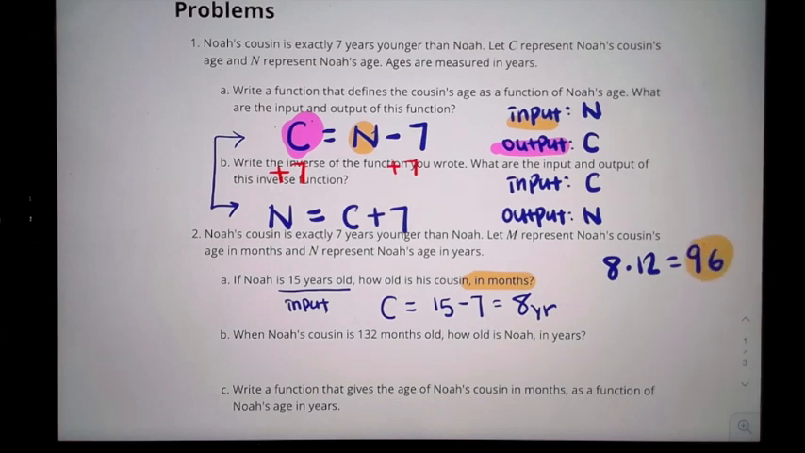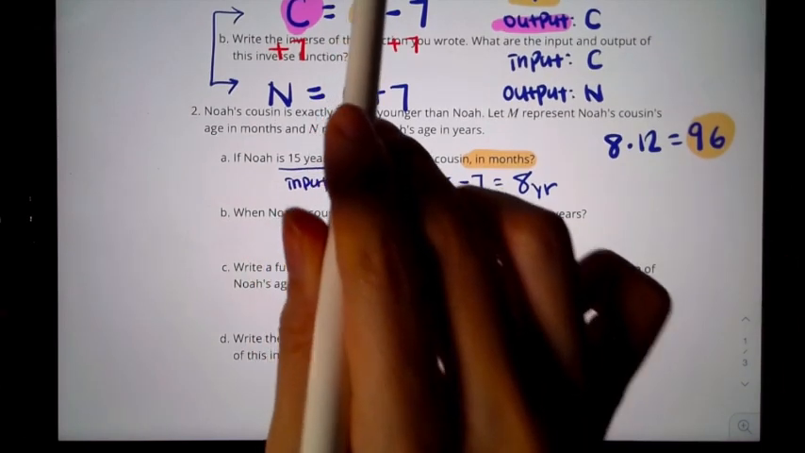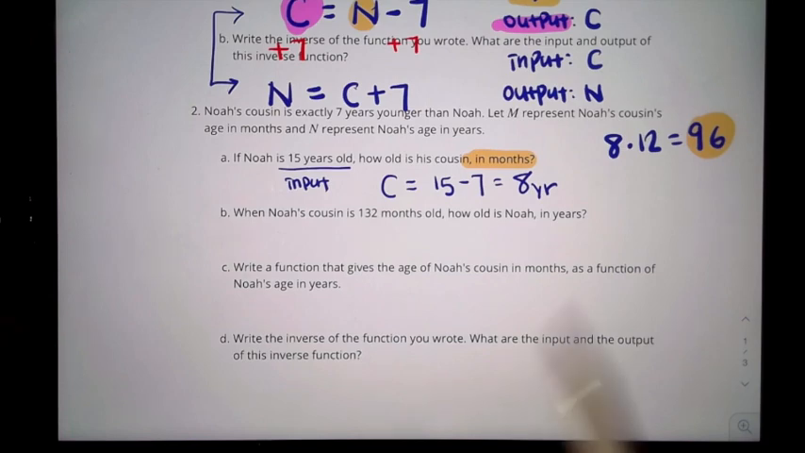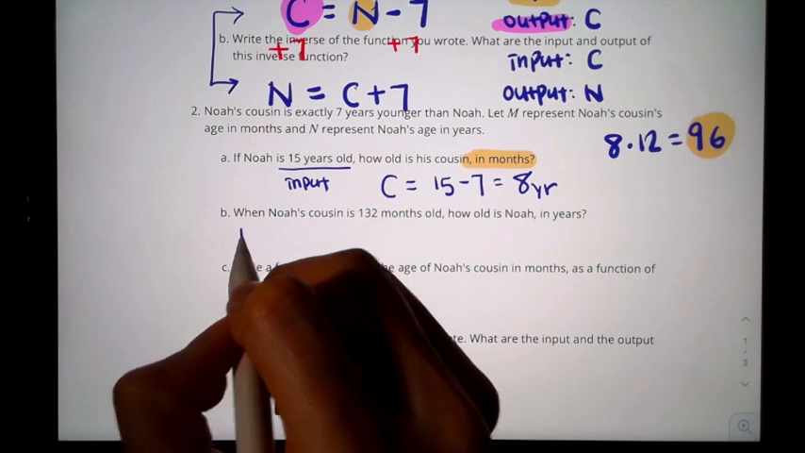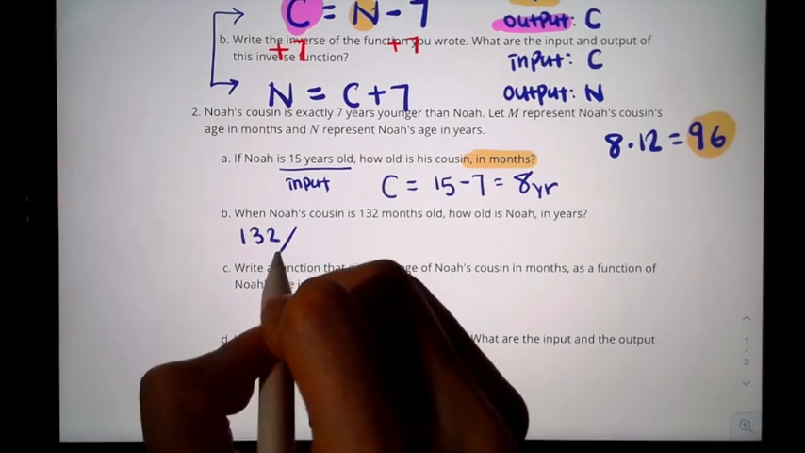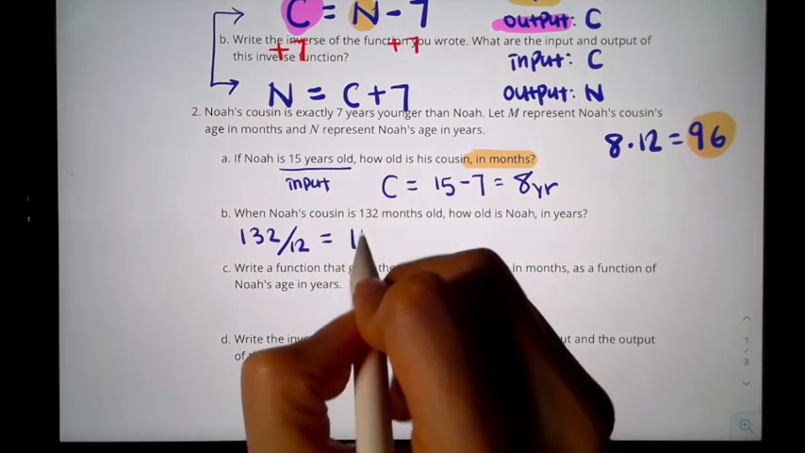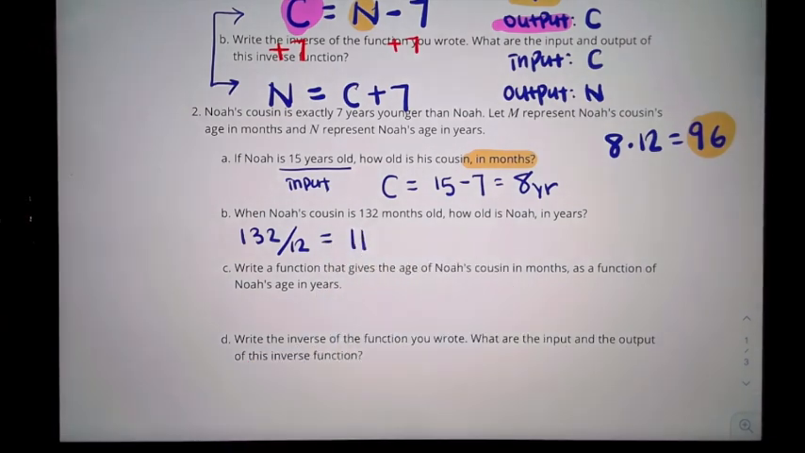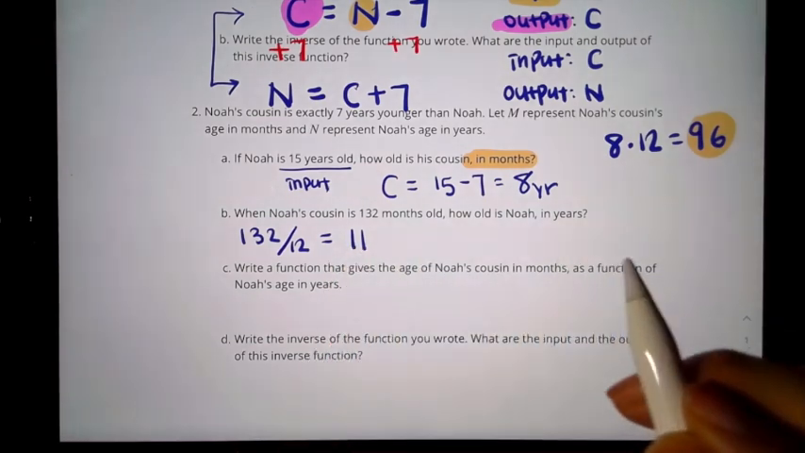96, right? When Noah's cousin is 132 months old, how old is Noah? Then how many years, right? We want to convert 132 months to years, so we need to divide it by 12. So let's divide it by 12. Then that is 11. So 132 months old is the same as 11 years old. So the cousin's 11 years old.